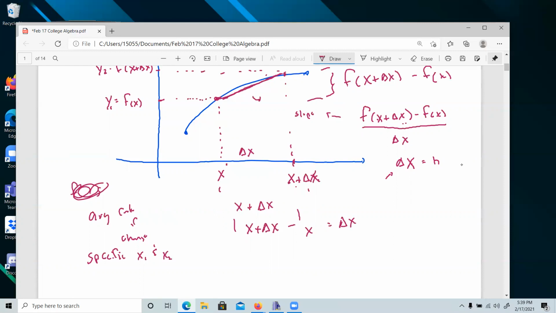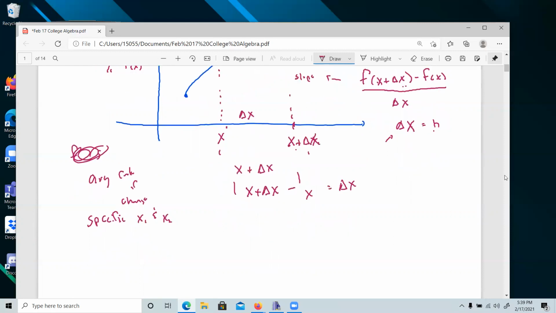So if you want to write this old school, you would write it this way. Ever since about the 1980s onward, they replace this h with a delta x. So you're going to see it as f of x plus h minus f of x, all divided by h. The h is really the change in the x.